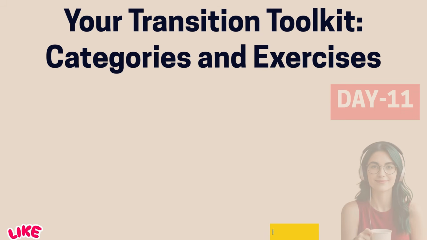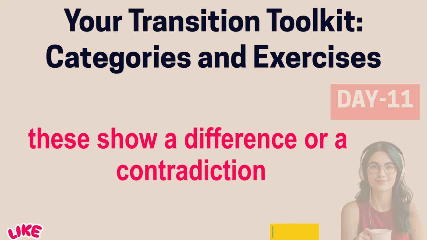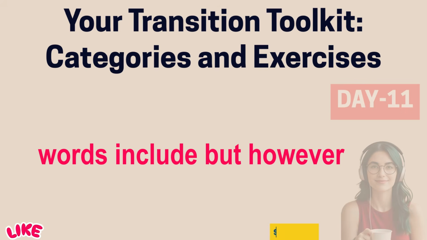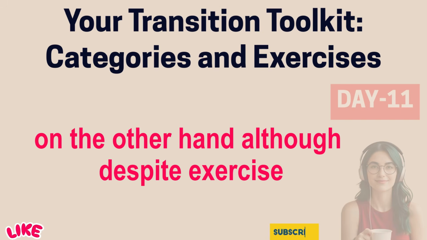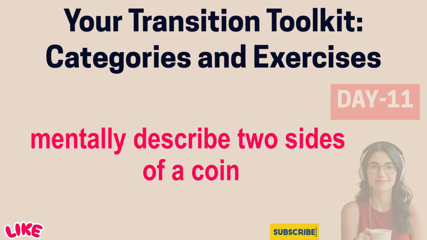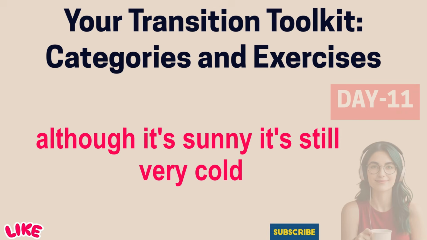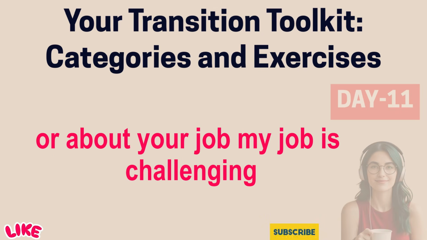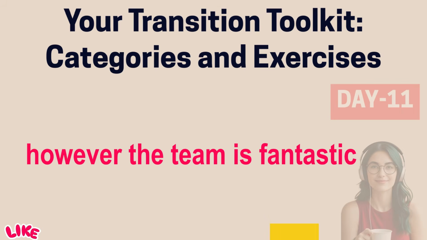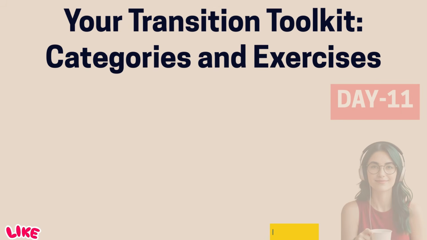Contrast words. These show a difference or a contradiction. Words include but, however, on the other hand, although, despite. Exercise. Mentally describe 2 sides of a coin. For example, think about the weather. Although it's sunny, it's still very cold. Or about your job. My job is challenging, however, the team is fantastic.